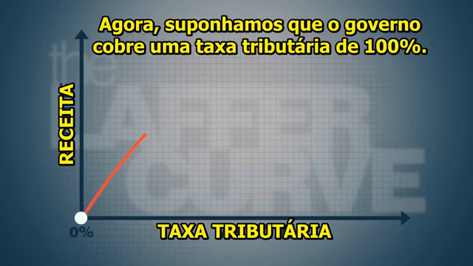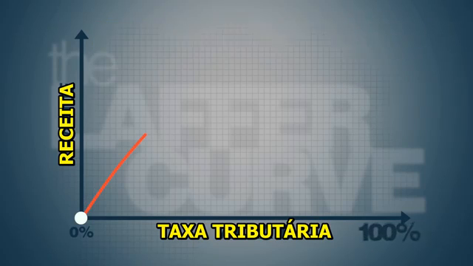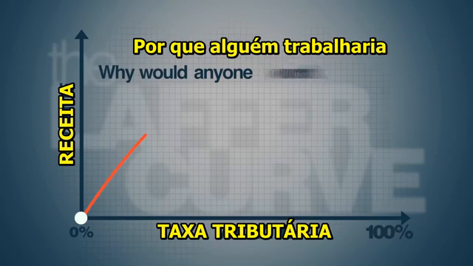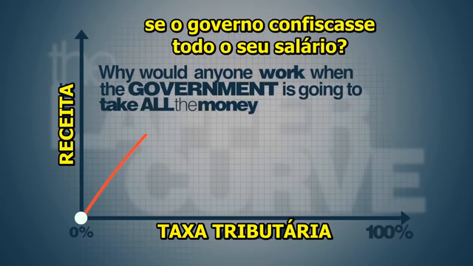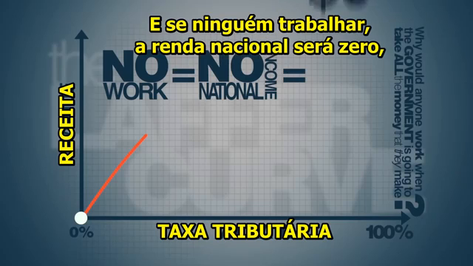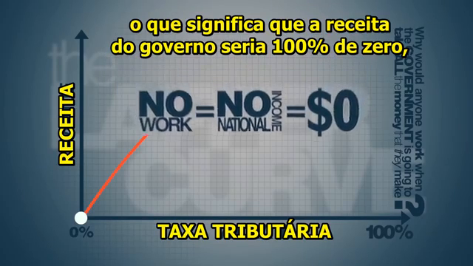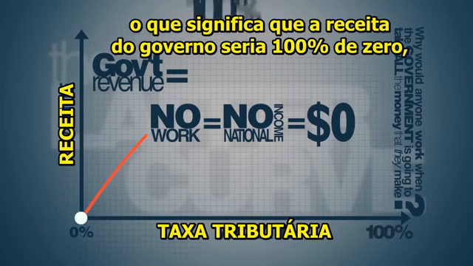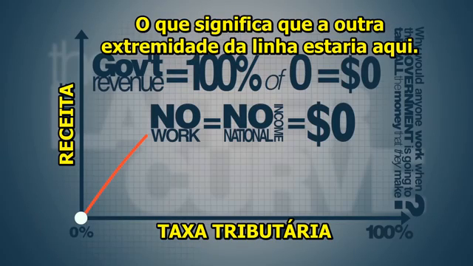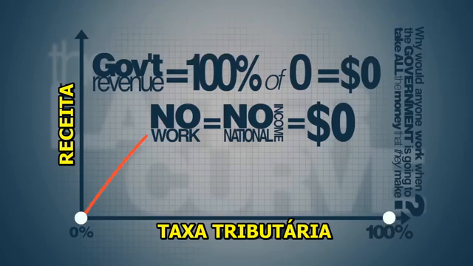Now suppose the government charges a 100% tax rate. If this happens, then no one would work. That is, why would anyone work when the government is going to take all the money that they make? And if no one works, then national income would be 0. This means that government revenue would be 100% of 0, or 0. This means that another point on the curve must be here.